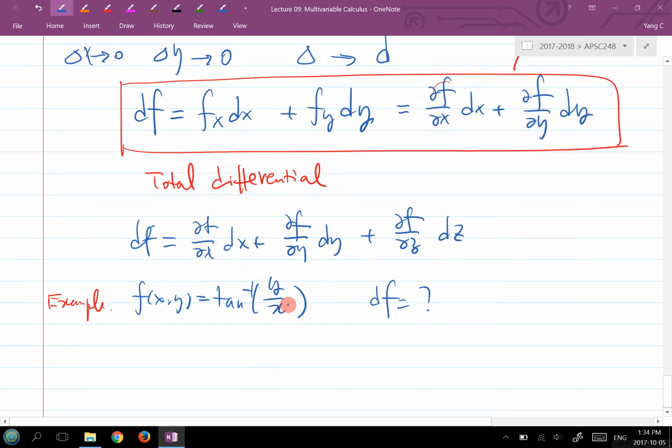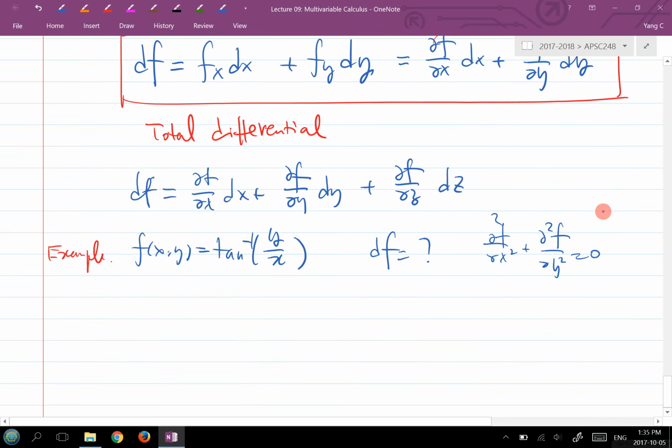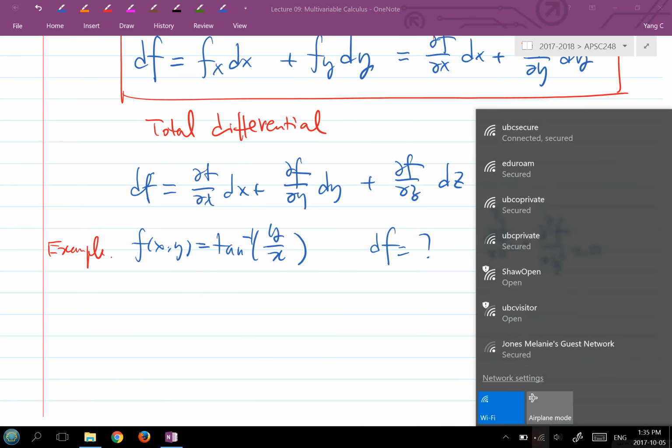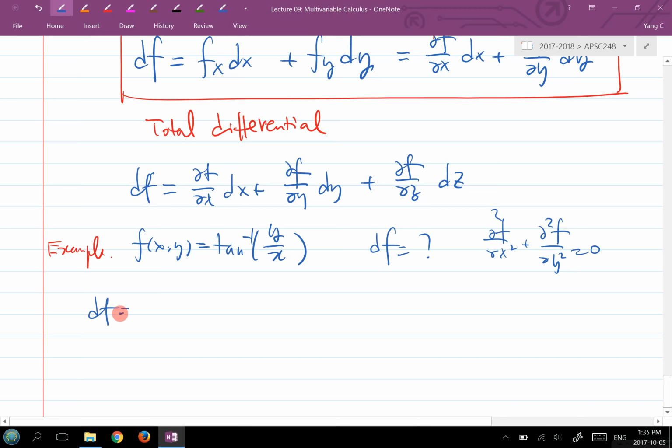That's the example we did. In that example, we were trying to show that this function satisfies this Laplace equation. Now, in this case, I'm trying to calculate the df. I'll write the formula again. So that's your total differential formula. What do we need for this formula? We need this, right?